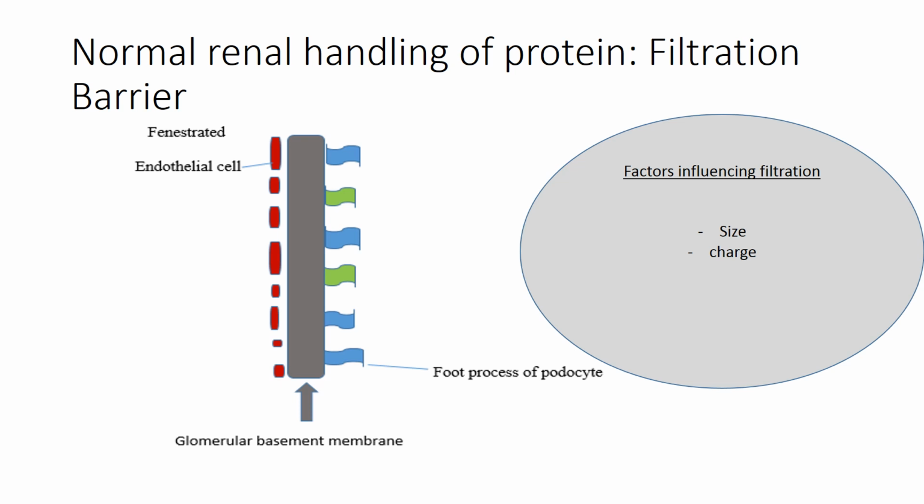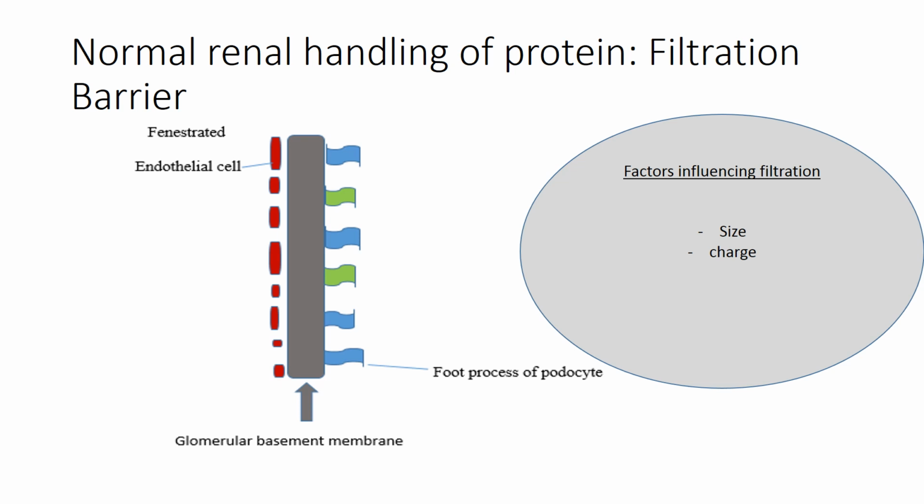Among these factors are things like the size. So generally speaking, proteins less than 20 kilodaltons will be freely filtered, whereas those above 70 kilodaltons will virtually be unable to cross into Bowman's space. And then of course we have the charge. We know that the endothelial membrane has glycoproteins that are negatively charged and tend to repel negatively charged molecules, proteins, and so therefore that would limit the movement of negatively charged proteins into Bowman's space.